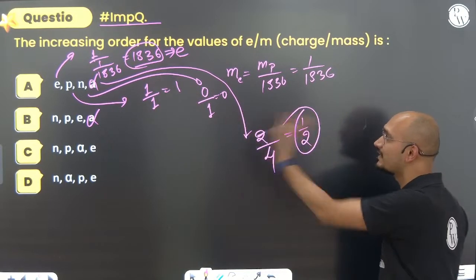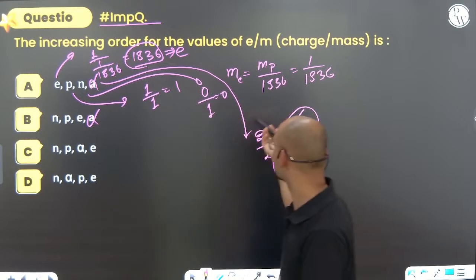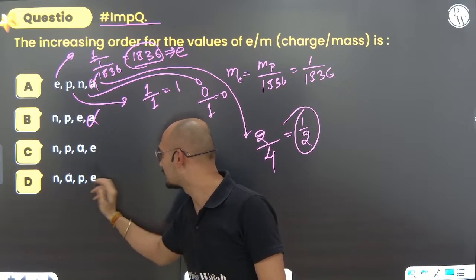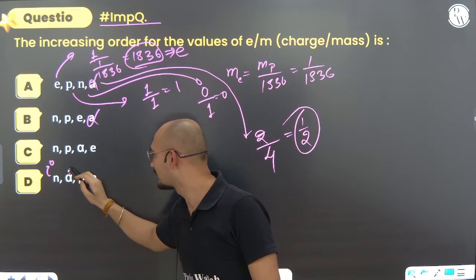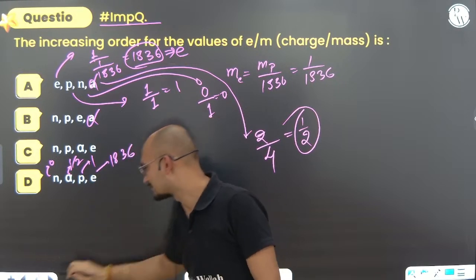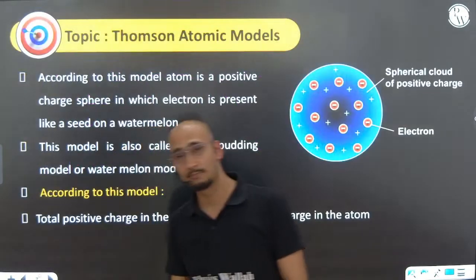We want increasing order. So maximum should be electron, and minimum should be neutron. So neutron, then alpha particle, then proton, then electron. Neutron has 0, alpha has half, proton has 1, while electron has 1836. Very easy. So never ever use the actual masses. Use just the relative mass and relative charge. Please.